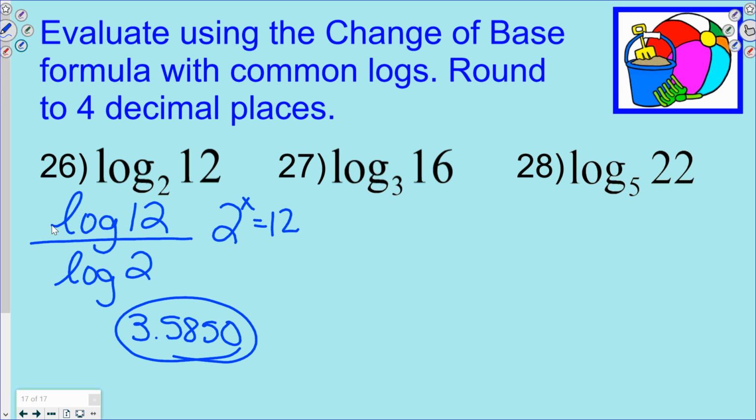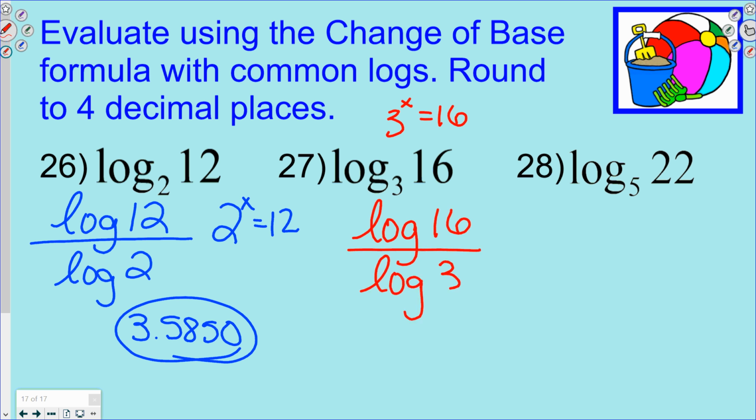So the next one, again, to figure this, it's asking 3 to what power equals 16? And I'm like, I know it's not pretty, right? So then I would do log of 16 divided by log of 3. Change of base formula. So log of 16, close your parenthesis, divided by log of 3. Good, so 2.5237. I watch my rounding there.